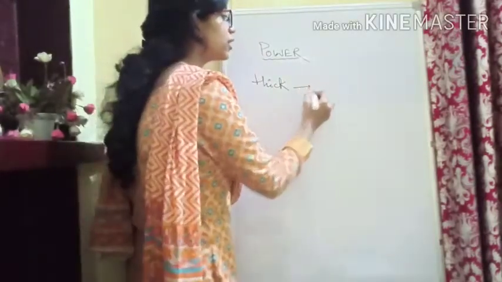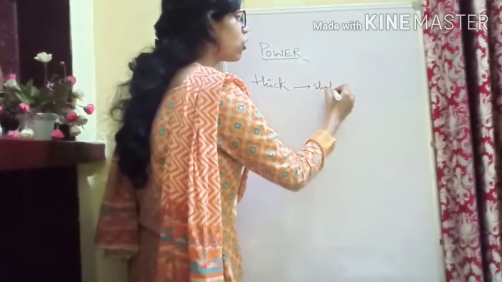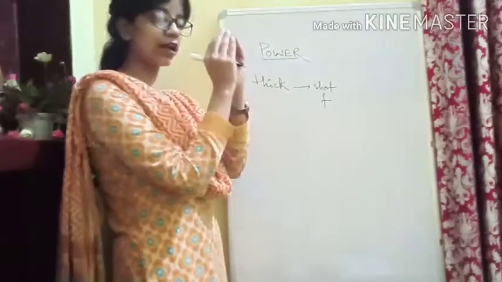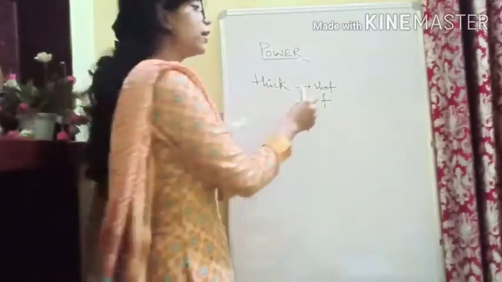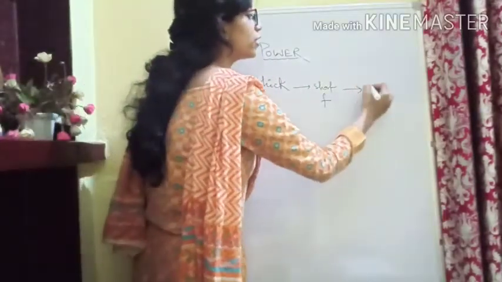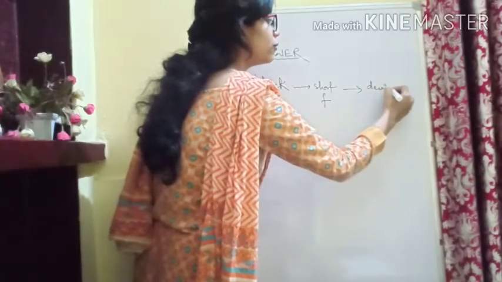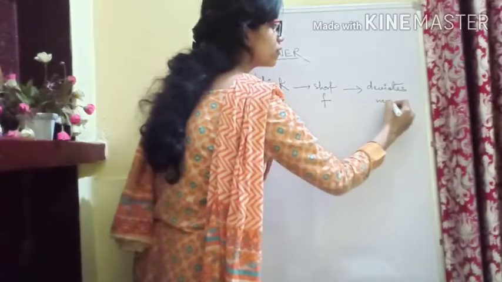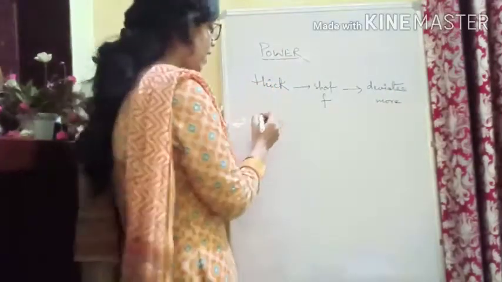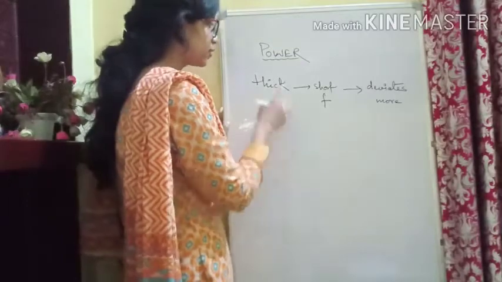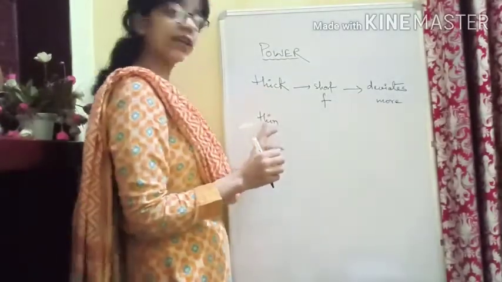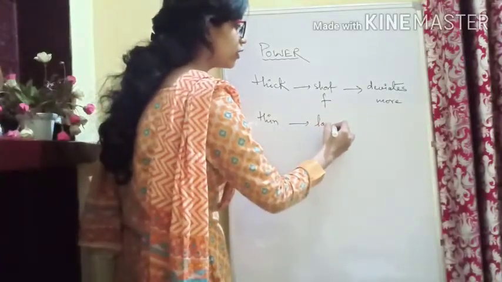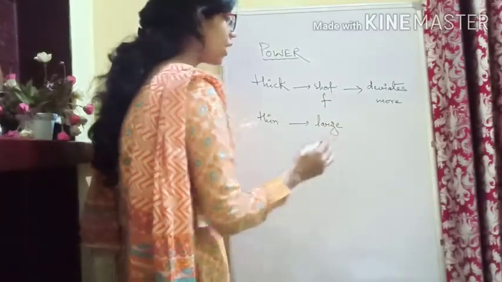Now if we talk about a thick lens, it means it will have a short focal length. F stands for focal length. So if you take a thick lens, it will have a short focal length. If it has a short focal length, it will deviate more. And if you are taking a thin lens, that means it will be of large focal length. I hope you are understanding.